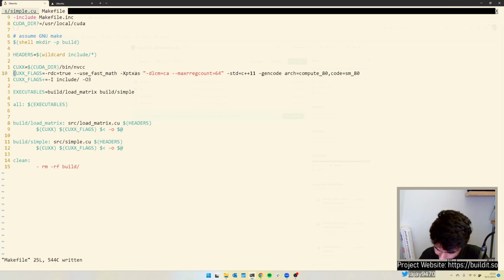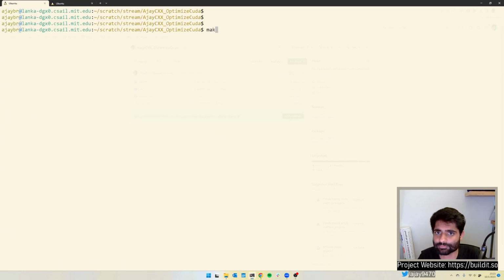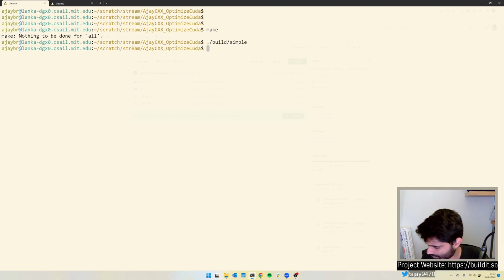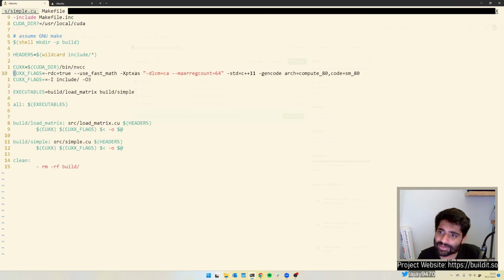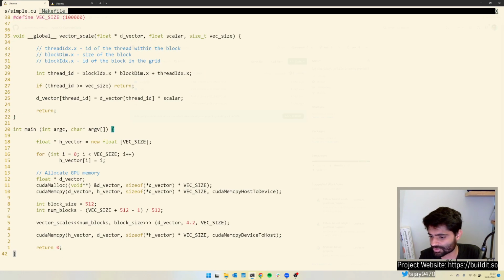Okay, so great. We ran make, it compiled it for us. Now launching this is just like running a normal program, and it ran completely. We didn't print anything, but nothing crashed. So that's good. Let's just quickly also time this code to see how long it takes.